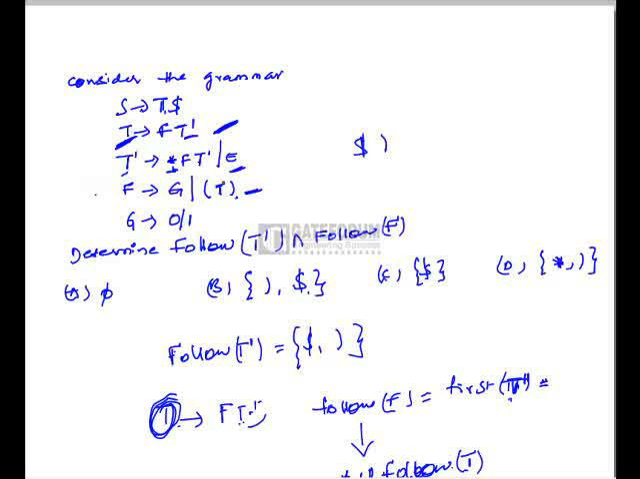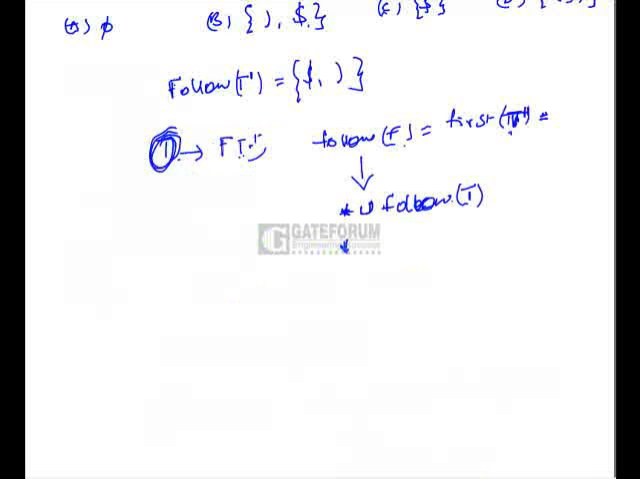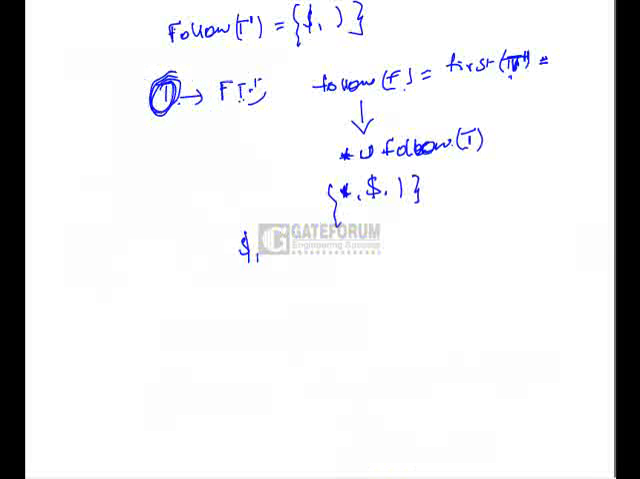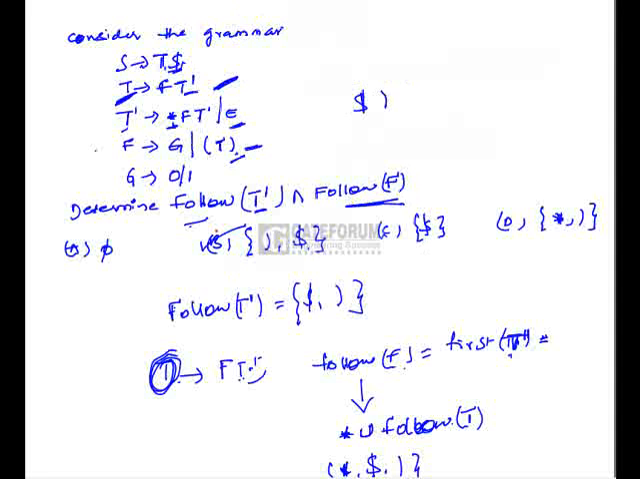Here follow of T is dollar and right brace. So we will be getting follow of F as star, dollar and right brace. So if we find the intersection of follow of T dash and follow of F, we will be getting dollar and right brace, which is option B.